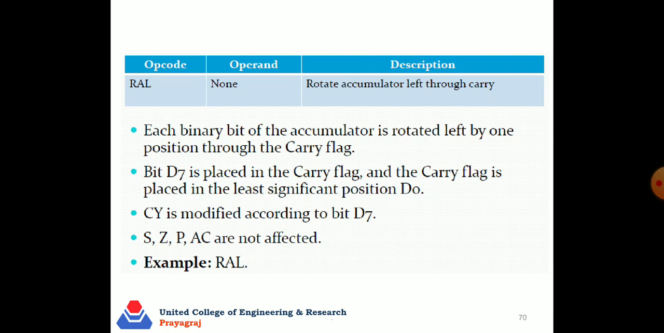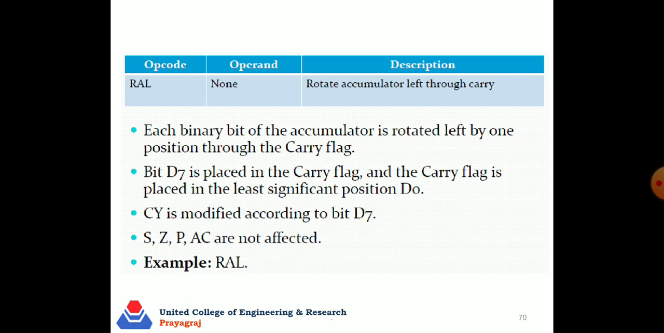It's my sixth lecture, and in this lecture we will discuss the rotate instructions in the logical instruction group. As we discussed in the previous lecture about the logical instructions group, logical AND, logical OR, logical XOR, here we will discuss the rotate instructions.